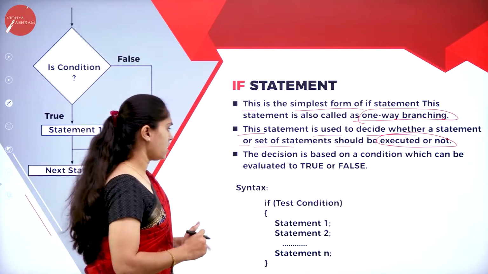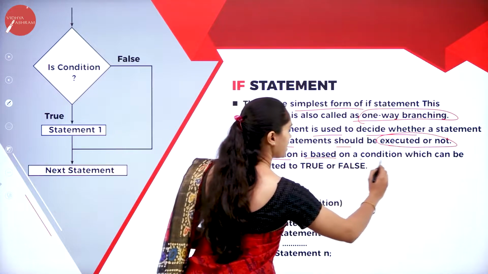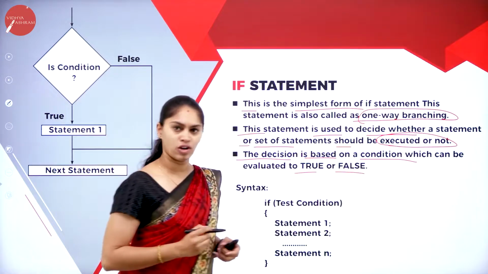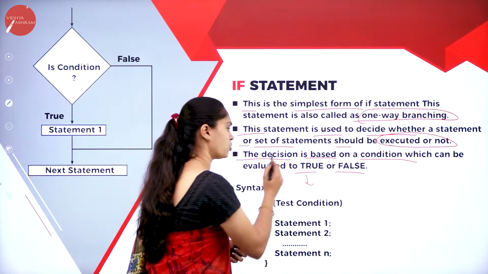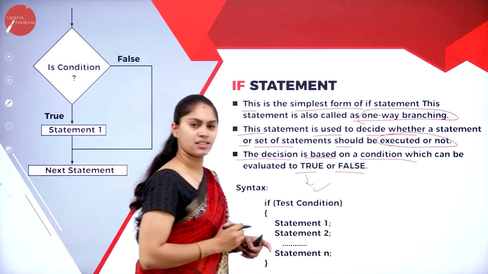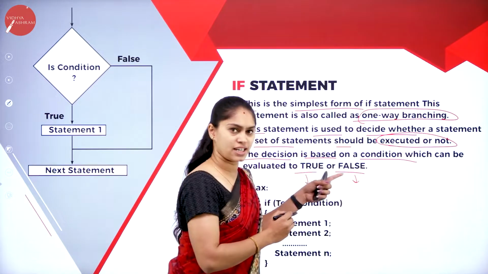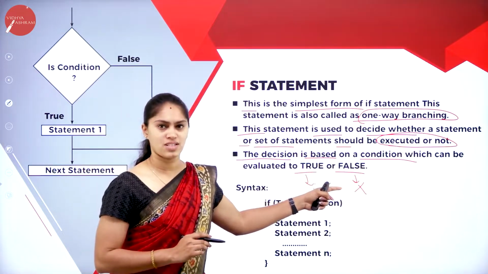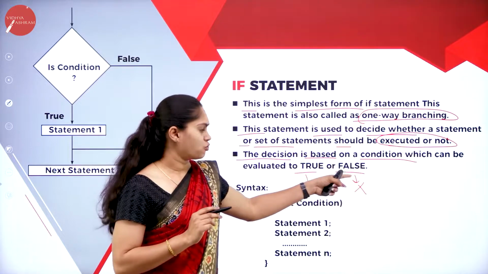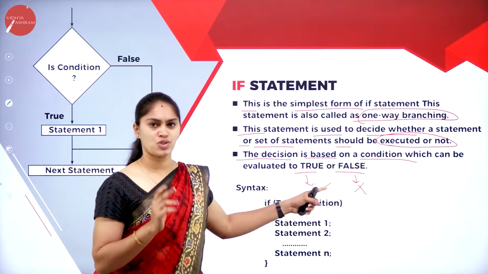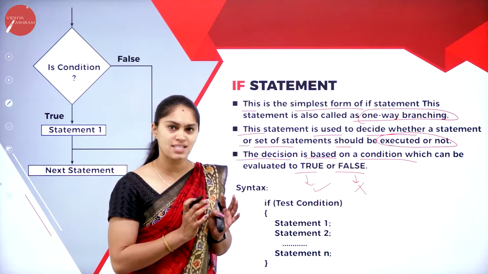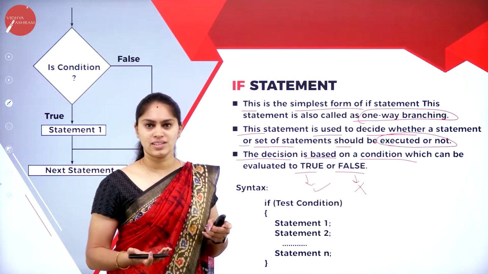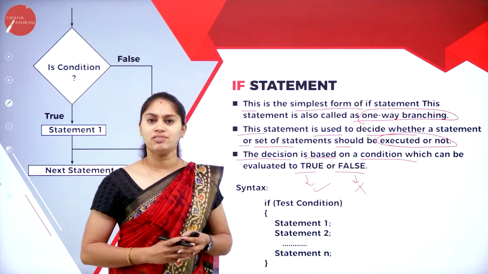Okay. So we'll see here. The decision is based on a condition which can be evaluated as either true or false. So understand one thing: if it is true, then the condition holds. If the result of that test condition is false, that means the condition does not hold. That is what true or false means here. True is nothing but 1 and false is 0. If the condition is true, then we are going to execute a set of statements. If the test condition is false, we won't do anything. We will just move to the next line of the program.